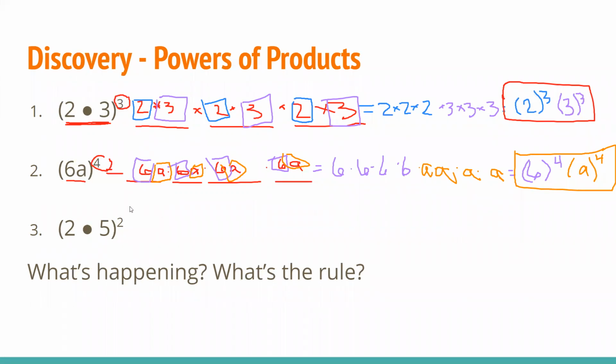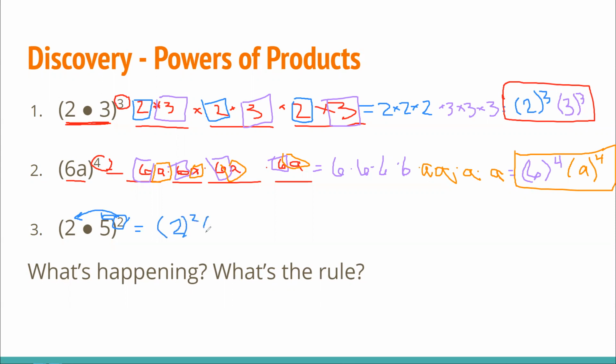So if you think about doing it that way, what's this going to be? Let's see. We're going to kind of distribute out that 2 to both of those in there. So we're going to have a base of 2 and then an exponent of 2, and then that's going to be multiplied by 5 to the second. And that's going to be our final answer. And so the question is, what's happening? So what we're doing is we're distributing the exponent to the 2 numbers that are inside the base.